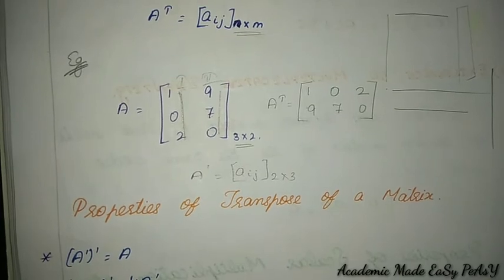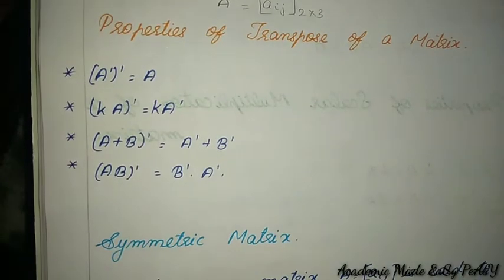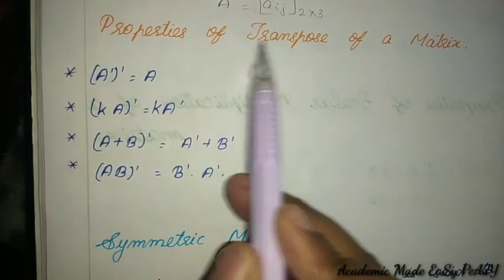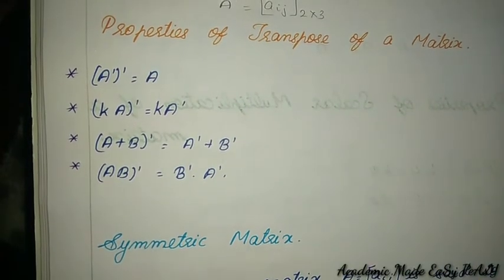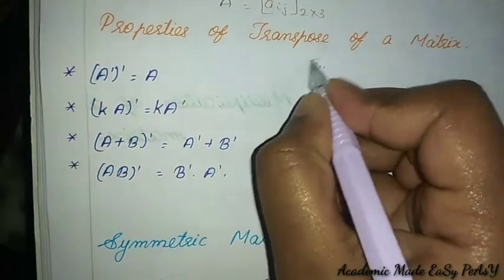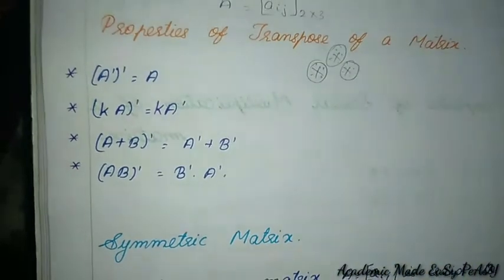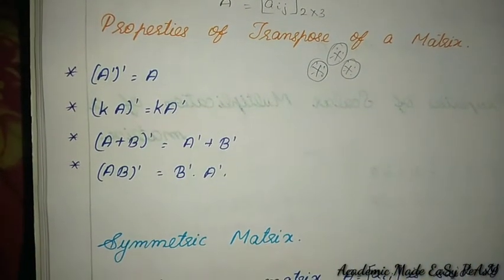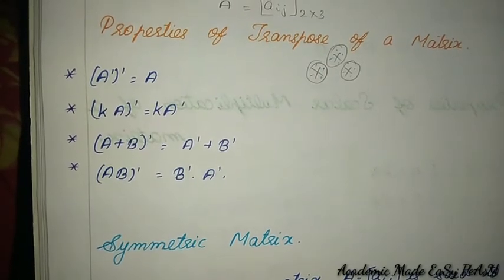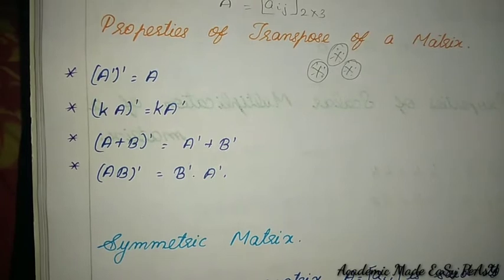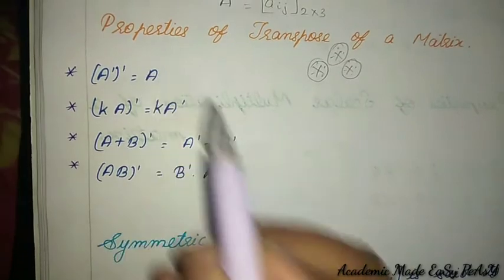Isn't this very easy? Very easy topic this is. So the next topic is properties of transpose of a matrix. This is one of the very important properties that we may get as one word answers. So directly we won't be asked to do this formula. We will be asked to do a sum based on these formulas. So be very clear. A transpose, the whole transpose, is equal to A itself.